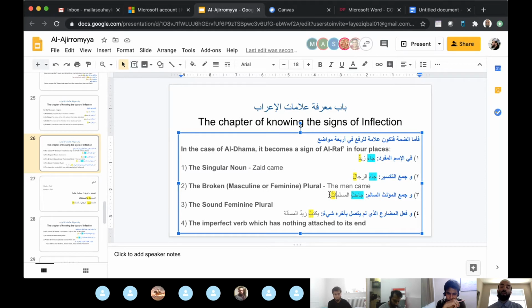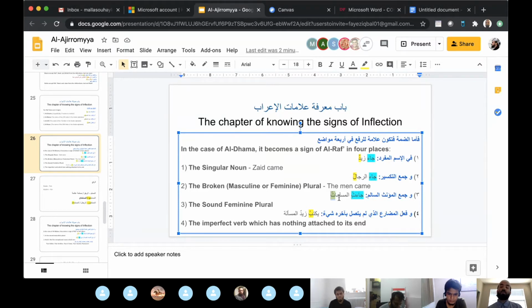Ja'atil muslimatu. You guys hear the dhamma here? You guys see the dhamma here? Yeah. So this dhamma tells you that al-muslimat has the inflection of rafa, nasab, or khafd? What does the dhamma tell you? It says it's rafa. Yeah, it's rafa. Very good. So now we know that al-muslimat has the inflection of rafa.